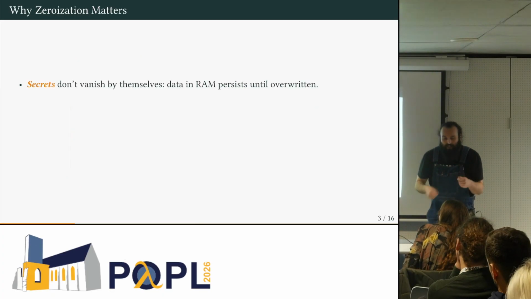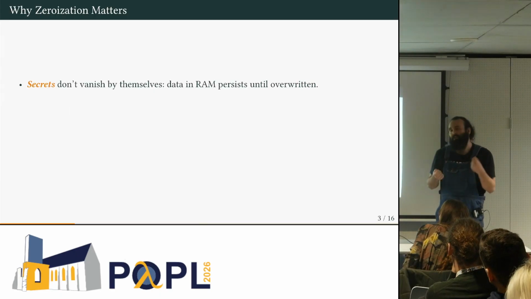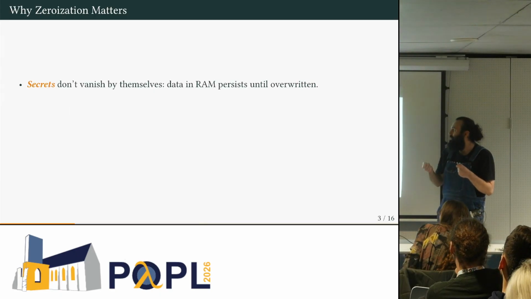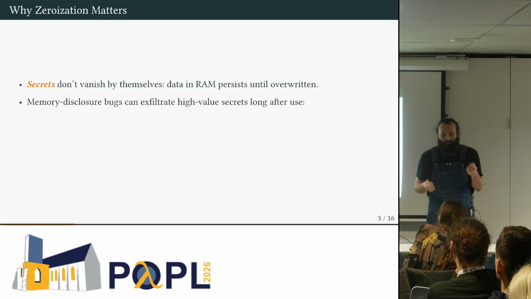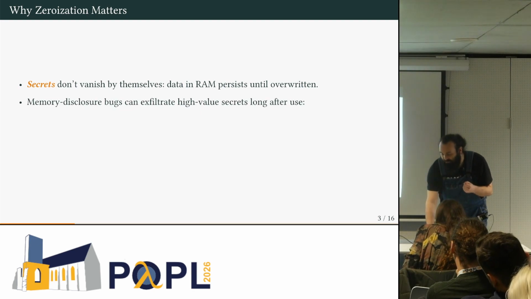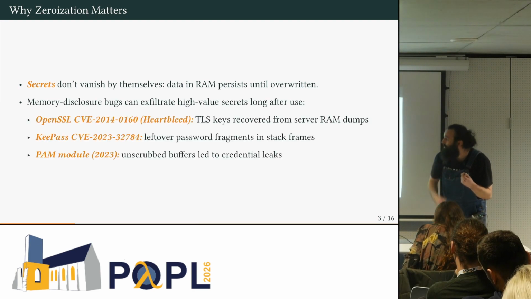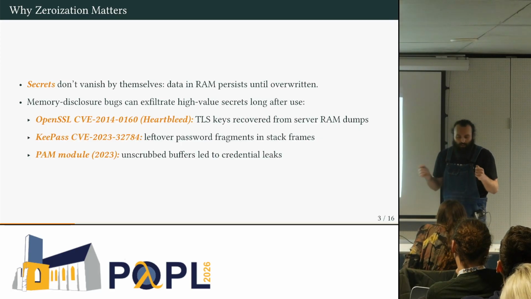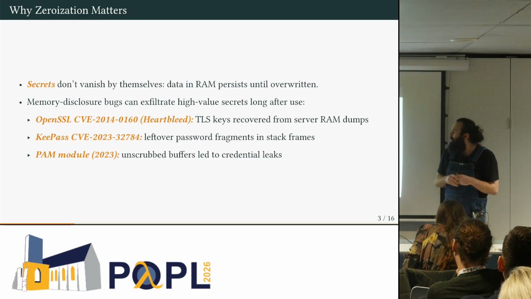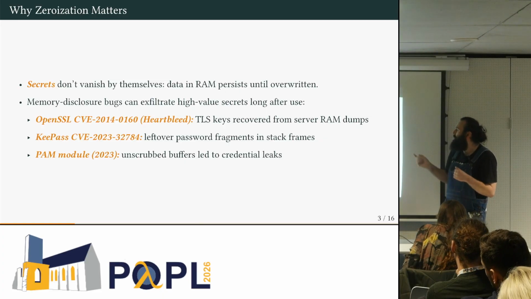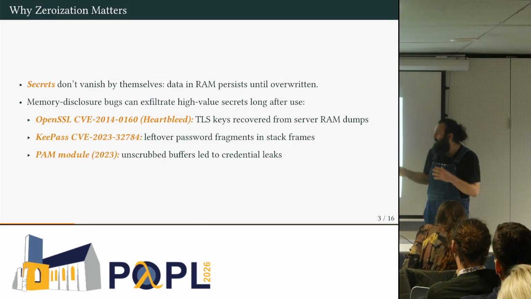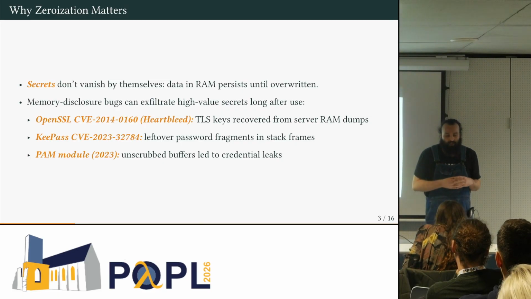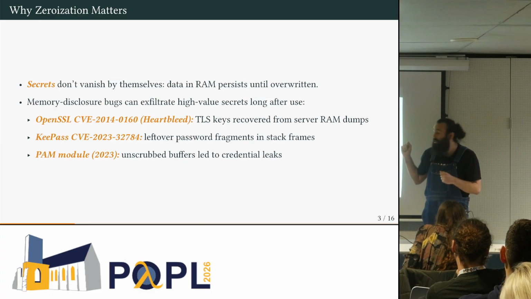Zeroization matters because you need to explicitly overwrite your secrets. Otherwise, if any memory disclosure bug happens, you can have a leak of them. For example, in vulnerabilities such as Heartbleed, which is quite an old vulnerability now in OpenSSL, but also more recent vulnerabilities, for example, in the KeePass password manager, and in the GNU Linux authentication module, PAM.